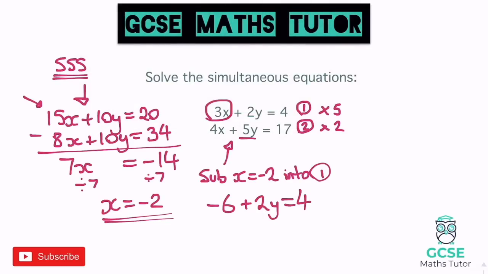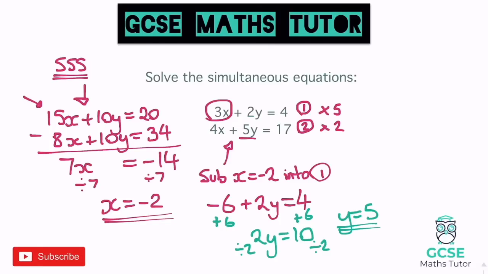Just like normal solving equations, we want to get rid of this negative 6, so we can add 6 to both sides. If we add 6 to both sides, we get 2y equals 4 plus 6, which is 10. Then solving that just like we did with the x value, divide both sides by 2 to get the value of 1y, and we get y equals 5. There we go. So same sign subtract, made the coefficients of y the same. We've got a value of x is negative 2, subbed it into equation 1, although we could have subbed it into either, and then we solve that again to get our value of y.